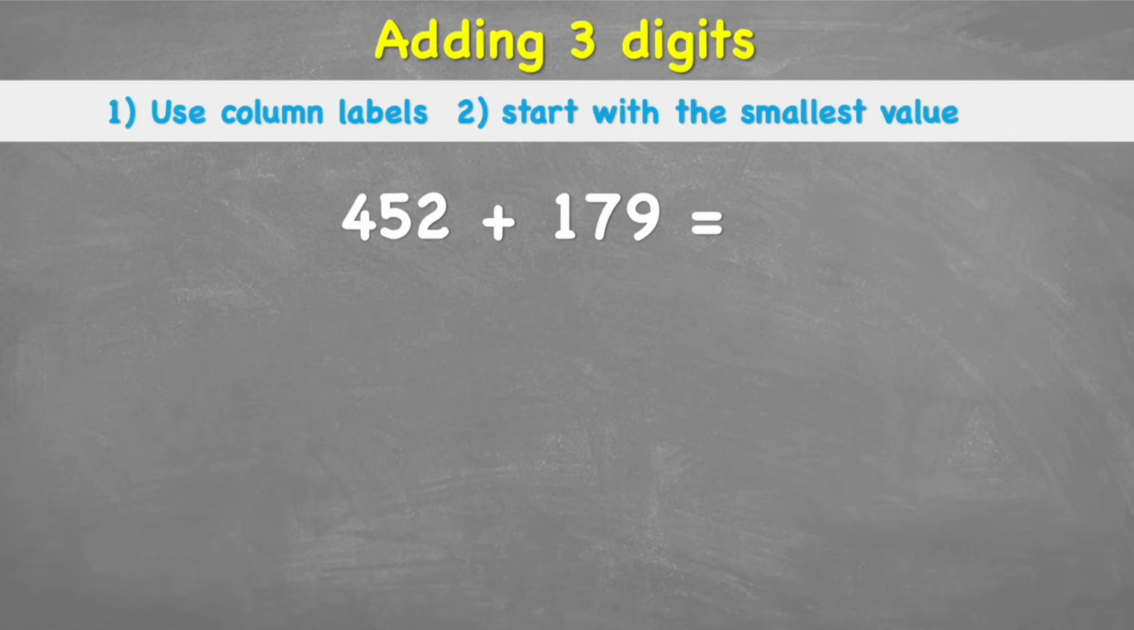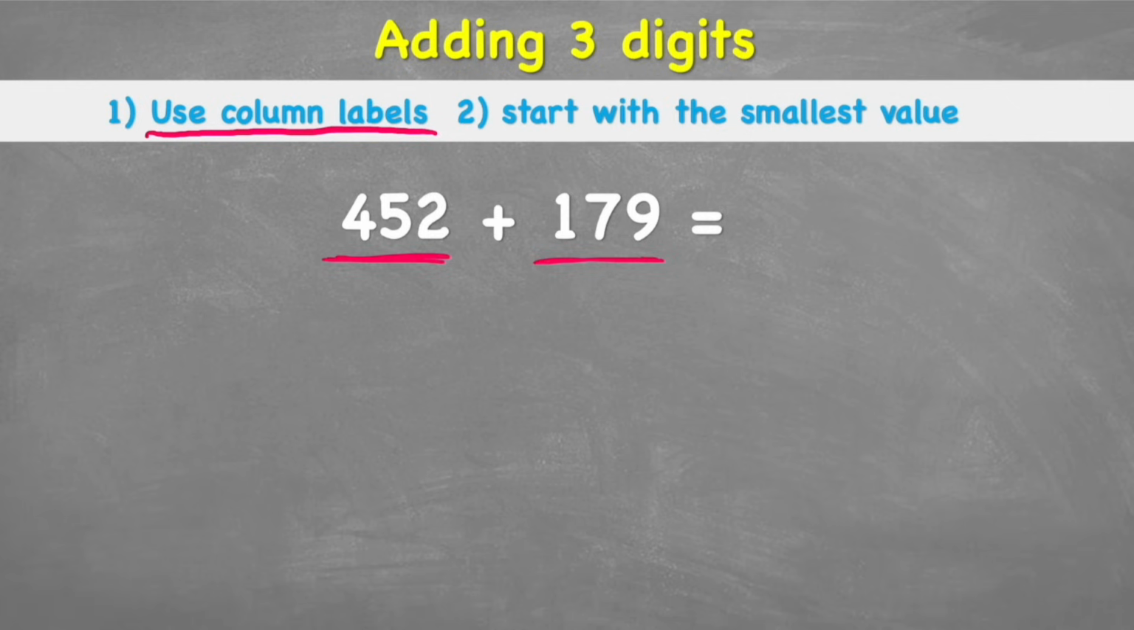And for this method, we are going to be using column addition, which means we're going to be putting these numbers into columns on top of each other and then adding them up. The number at the start is going to be the number that goes on the top of our columns, and the number afterwards is the number that goes on the bottom. But let's follow our 2 tips, and the first one says use column labels.